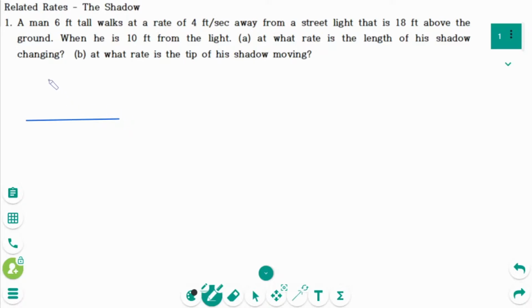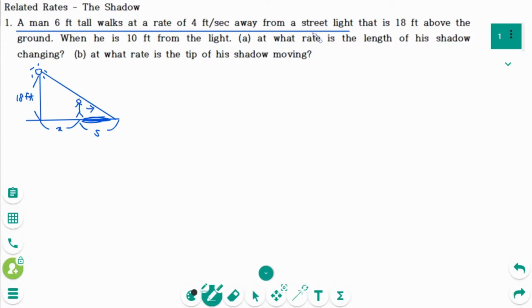The ground. The street light is here, which is 18 feet above the ground. A man 6 feet tall walks away from the street light. The shadow is here. Let x be the distance between the man and the street light. Let s be the length of the shadow. A man 6 feet tall walks at a rate of 4 feet per second away from the street light. That means dx/dt equals 4 feet per second.